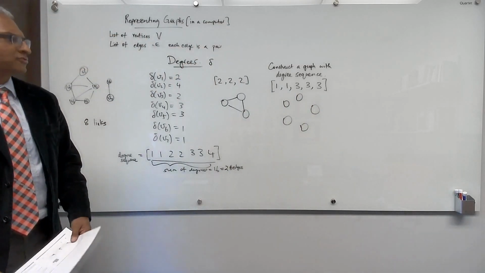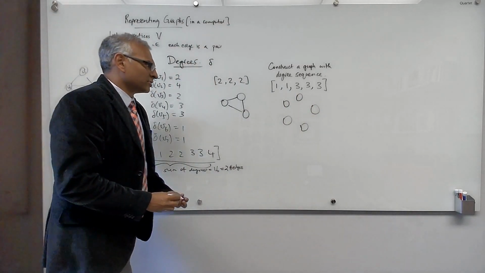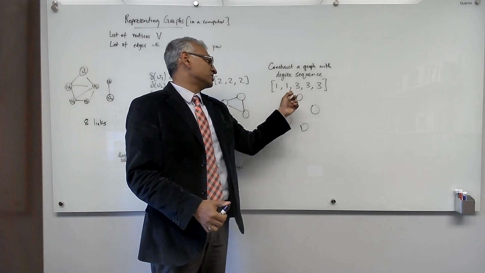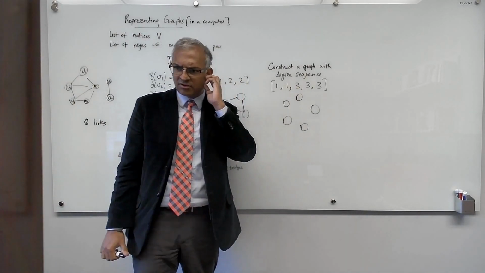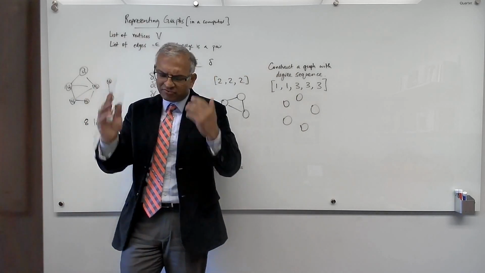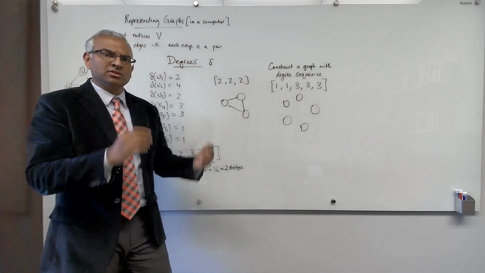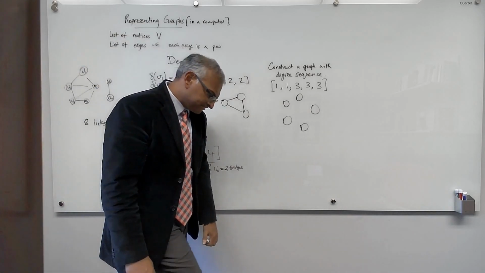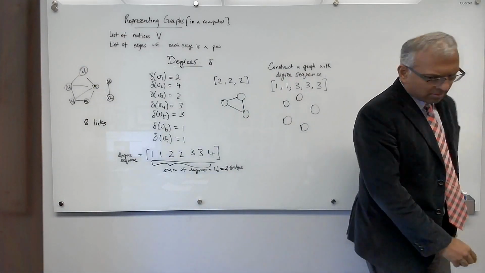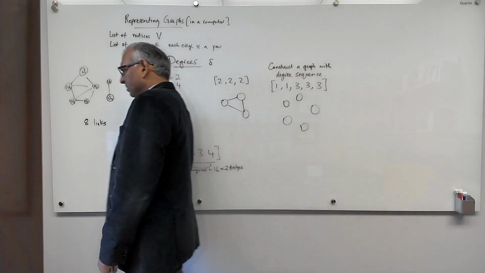Now you have to arrange the links so that there are 2 vertices of degree 1 and 3 vertices of degree 3. So go ahead, try to construct it. Pause the video. Pause the video for as long as you like, but I'll continue in a couple of seconds. I'll walk up and down. So now you've paused the video.